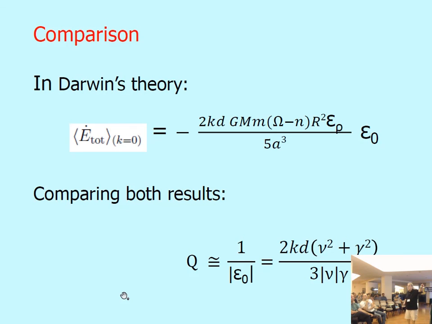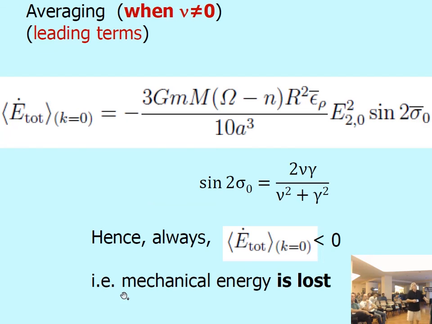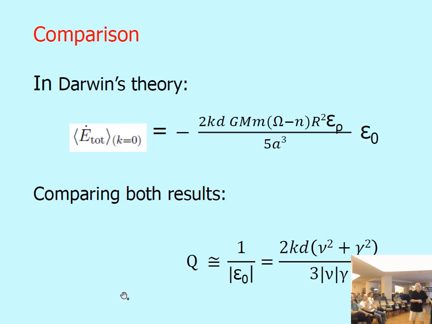But this form is important because I can compare it with the formula that I obtained in the previous slide, with this one. And when we do it, we see that the epsilon zero of the Darwin theory is equal to a function of the relaxation factor. So we can relate the two coefficients through this formula.